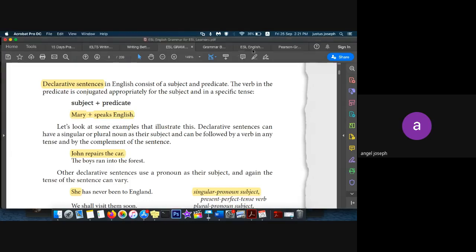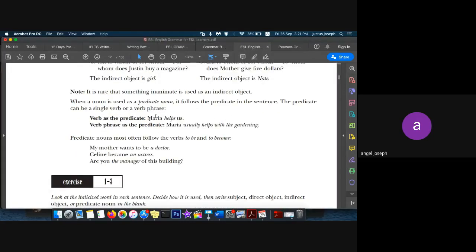So coming back, if you look at this sentence, Maria helps us. Here the predicate is made up of helps and us. So the predicate includes a verb, that's what they are saying. Verb as a predicate. The next sentence is verb phrase as a predicate. Here the verb phrase is helps with the gardening. So who is the subject? Maria. What is the predicate? All of this is a predicate.